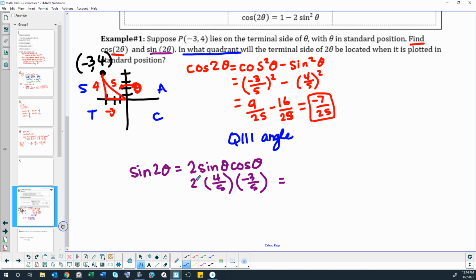Let's go ahead and multiply all this together. So we have a 2 times a 4, which is an 8, and then 8 times negative 3, which is negative 24, and then 5 times 5 is 25. So negative 24/25. So sine has a negative value also. Does that also agree that this is a quadrant 3 angle? Both of them are negative, so that makes sense that it's a quadrant 3 angle and not a quadrant 4 angle. There's lots of things that lead us to understand why that's quadrant 3 rather than quadrant 4.